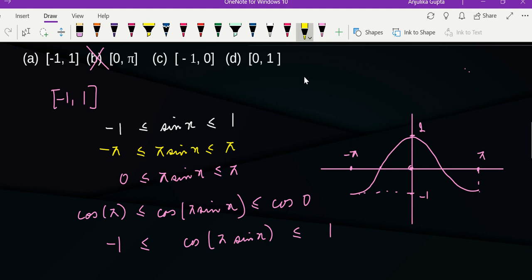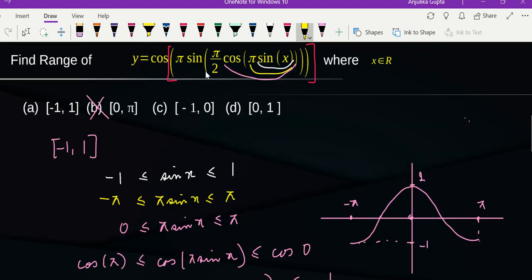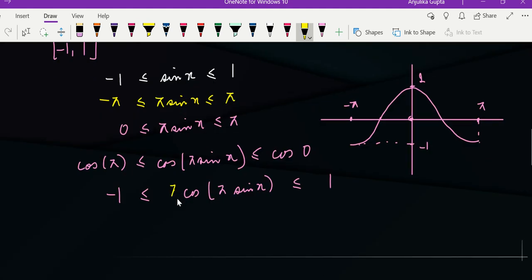Let's move a little more now. We have already taken cosine of pi sine x, so let's introduce pi by 2. So you have pi by 2 on both sides. It's a positive number, so the inequality doesn't change. This is what you get.